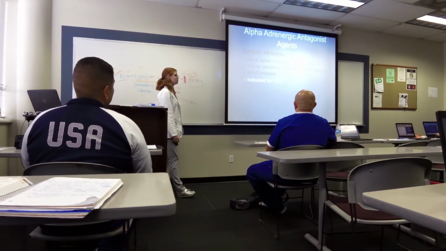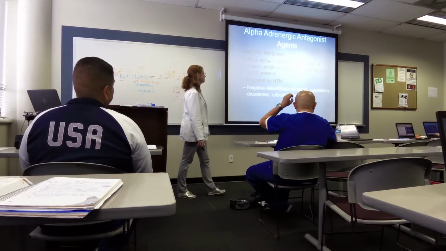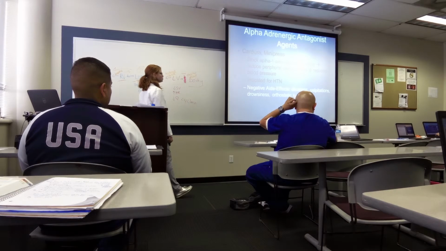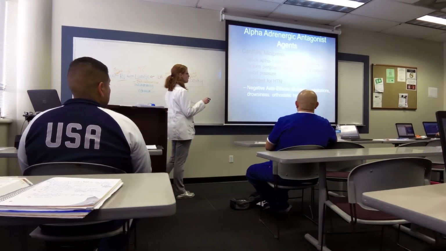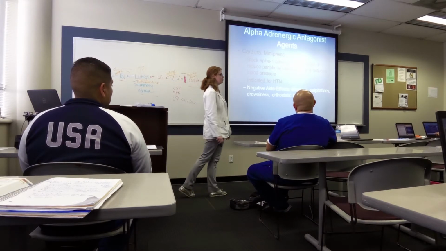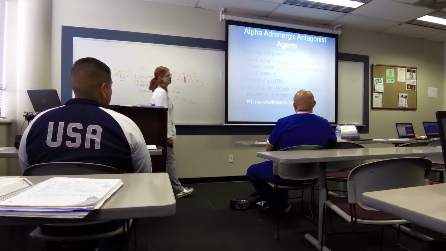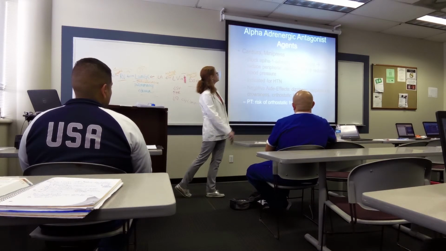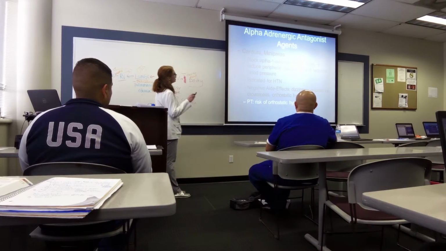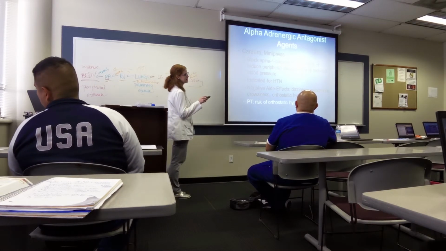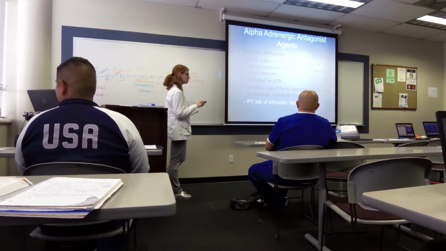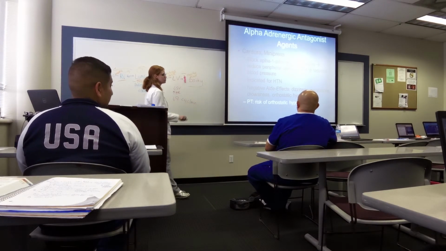Indicated for hypertension. Negative side effects: dizziness, palpitations, drowsiness, and orthostatic hypotension. What do we care about? Orthostatic hypotension. Okay, so our alpha antagonists block alpha receptors, reduce peripheral vascular tone, reduces blood pressure.